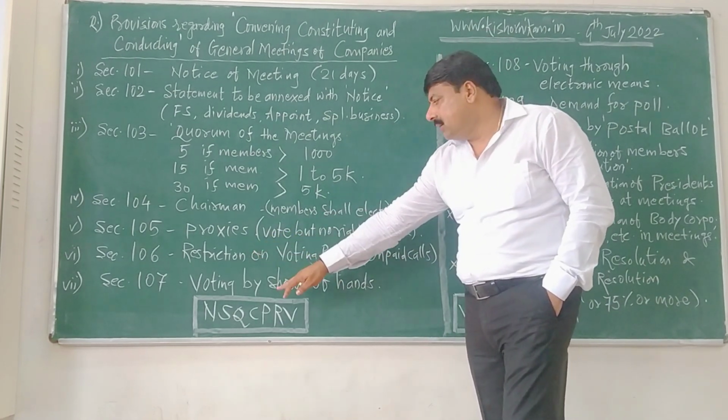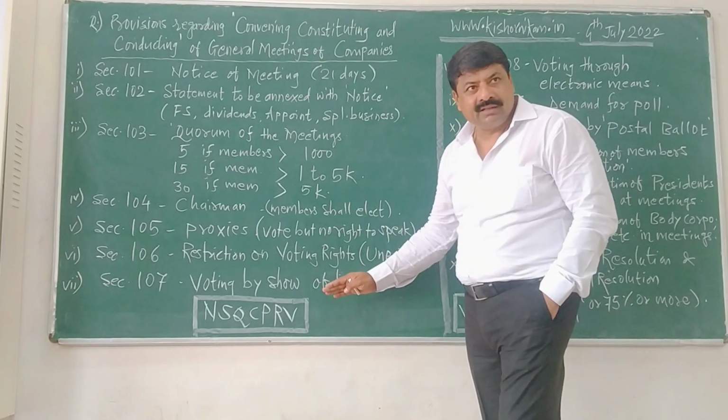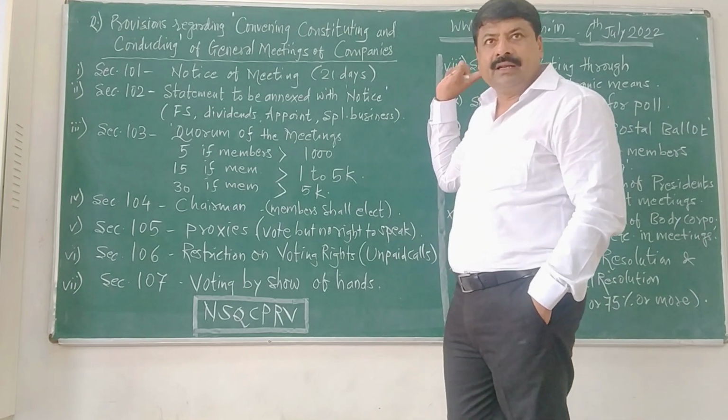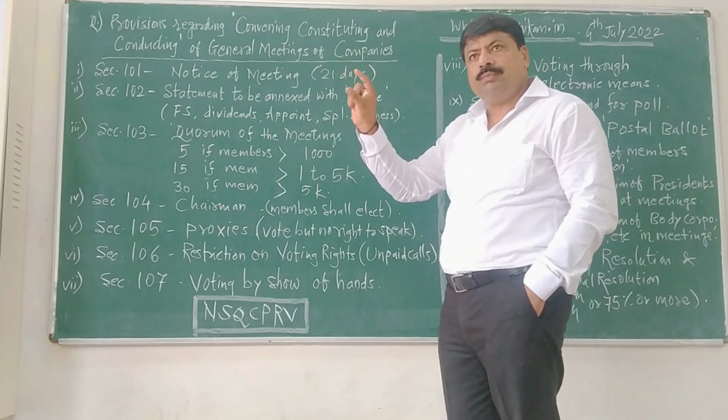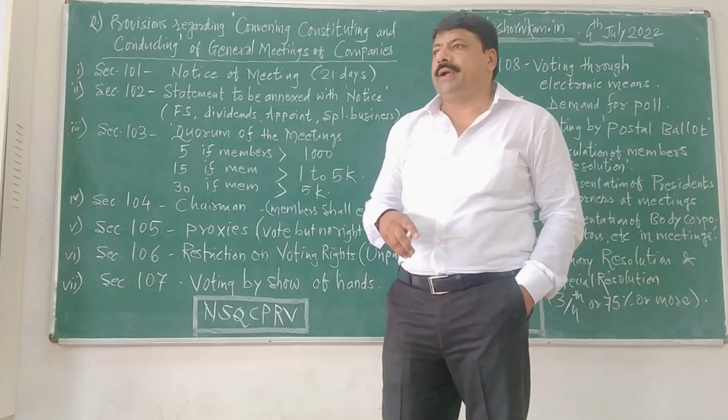Section 107, voting by show of hands. Now these are methods of voting. From 107, 108, 109, 110, all these are methods of voting. Voting by show of hands. What is voting by show of hands?